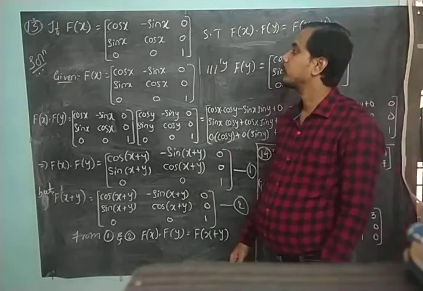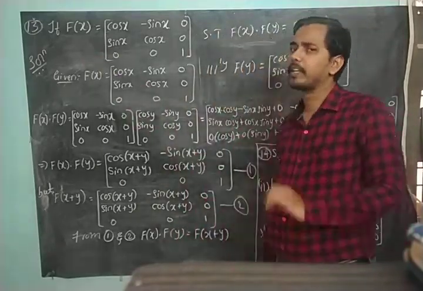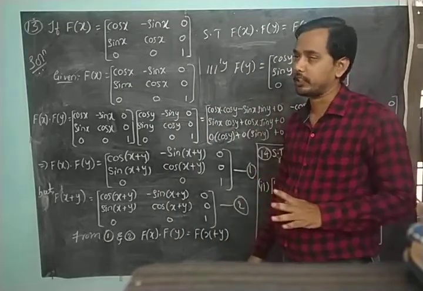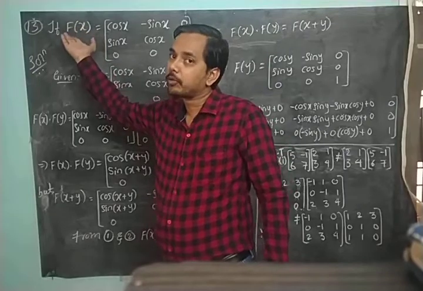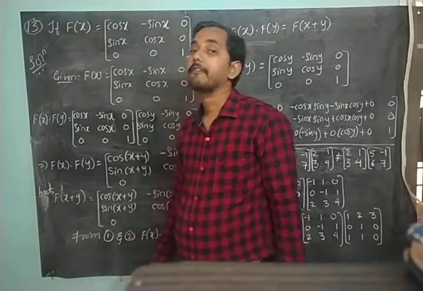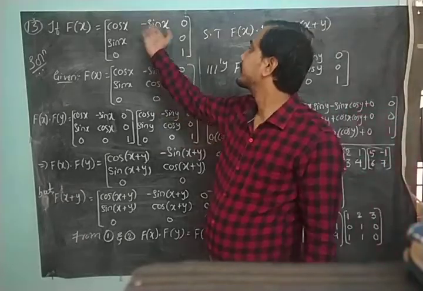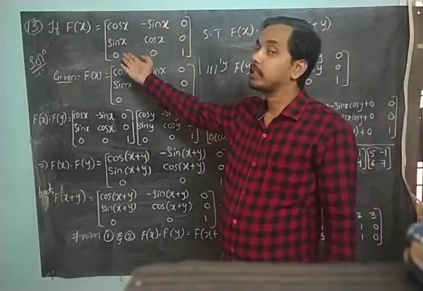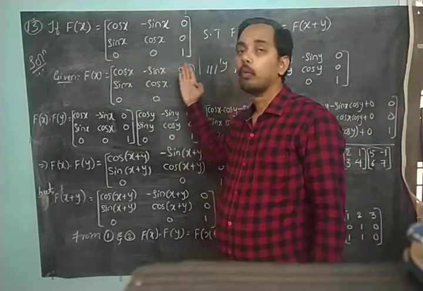Let's move on to the next problem, that is the 13th one. Here f of x is given. This is a little bit different problem, so pay attention here. What do we mean by f of x? F denotes the function. F is a function of x, given by the matrix cos x, minus sin x, 0; sin x, cos x, 0; 0, 0, 1.